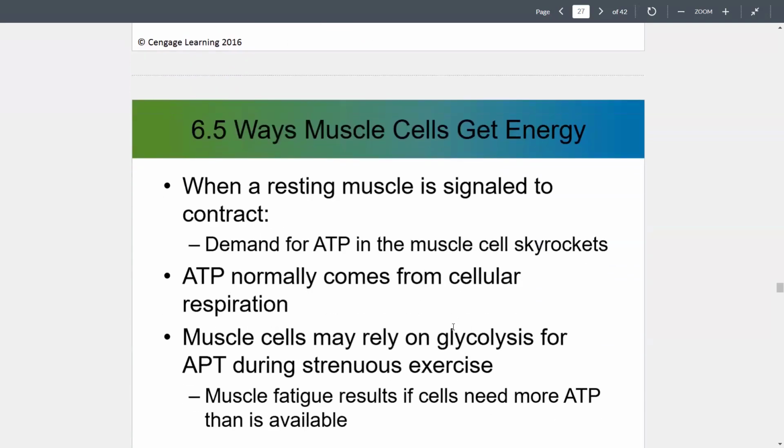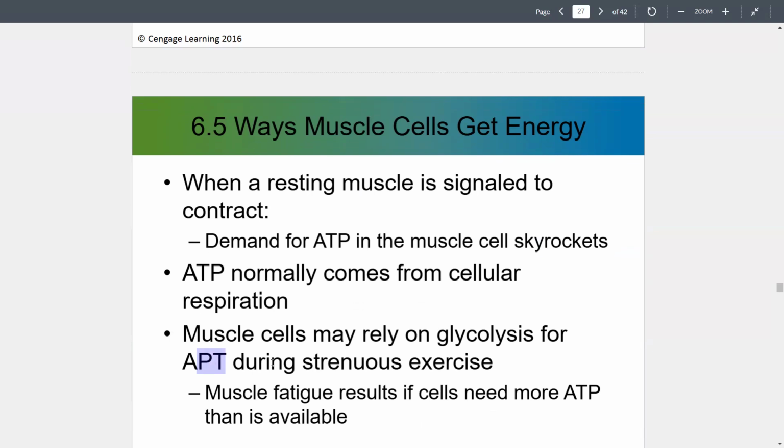In order for all this to happen, the muscle needs ATP. This acronym is wrong right here. It should be ATP.